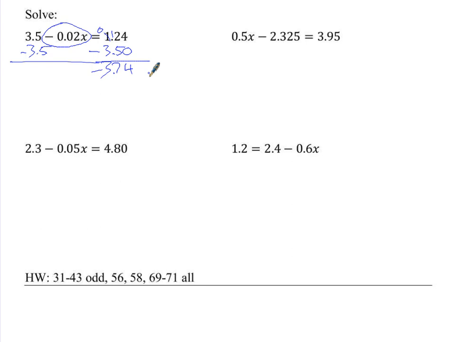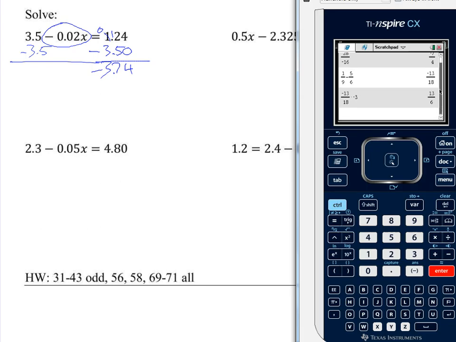How could we check to see if this is right? Okay, use the calculator. Bring up the calculator. We have 1.24, and then we're minusing 3.5. Hit enter, and you get... but that's not what I got over there.